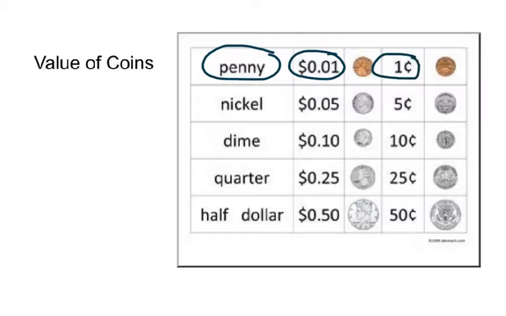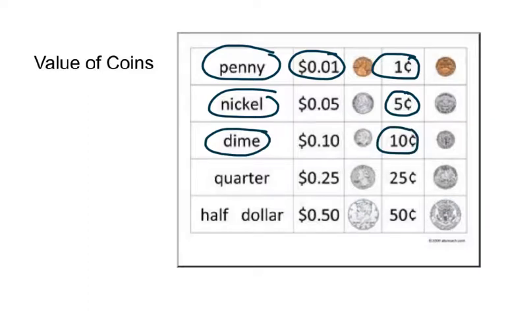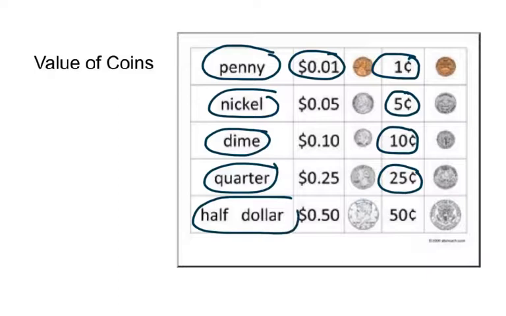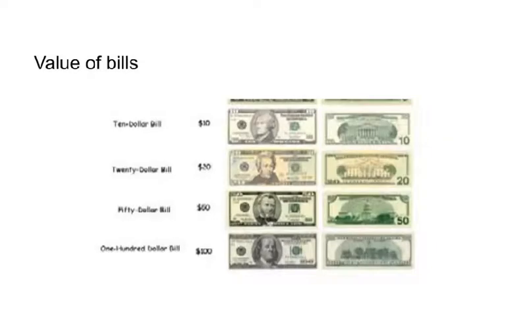So, of course, the value of coins, like I said, this is probably a big review for you. A penny's worth 1 cent, a nickel, 5 cents, a dime, 10 cents, a quarter, 25 cents, and a $50, something that we don't see much, but it's worth 50 cents. So these are the values of the coins, which you probably already knew, of course.